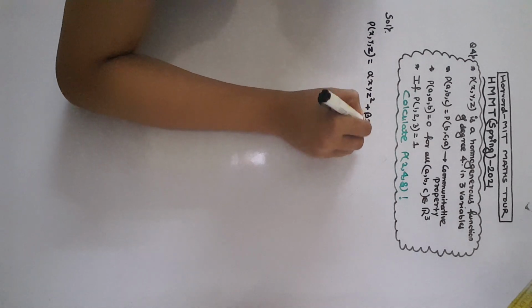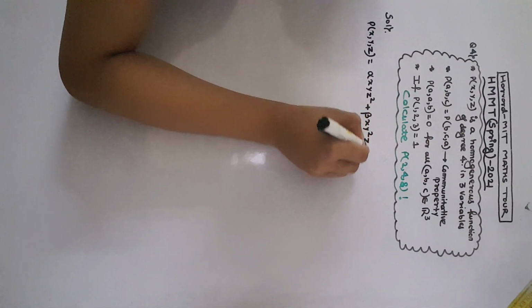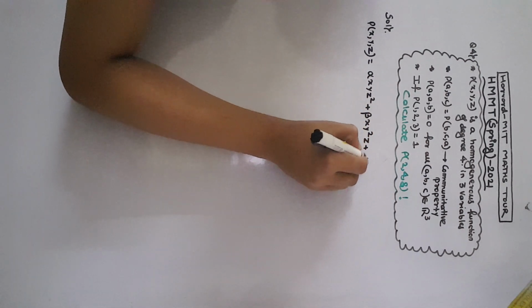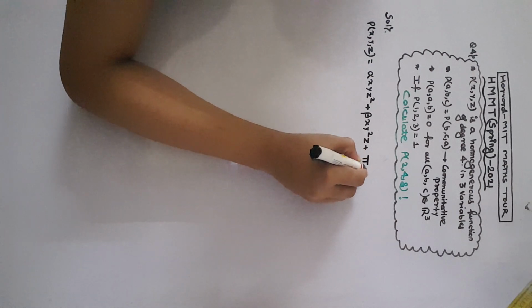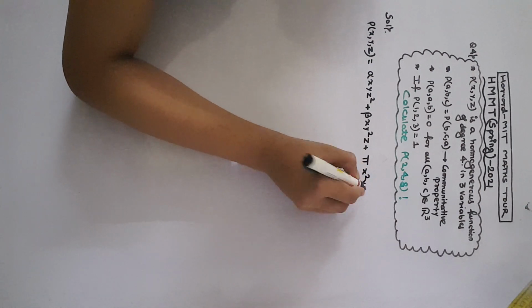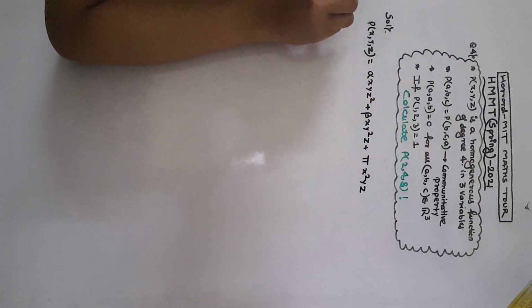Plus beta x y squared z plus pi x squared y z. Now let us write the characteristics of this function. All the characteristics which we will investigate here will be in the form of representation. Where is my highlighter?